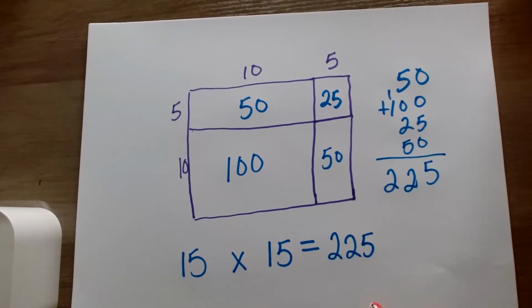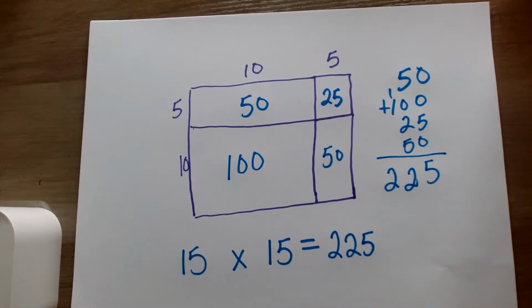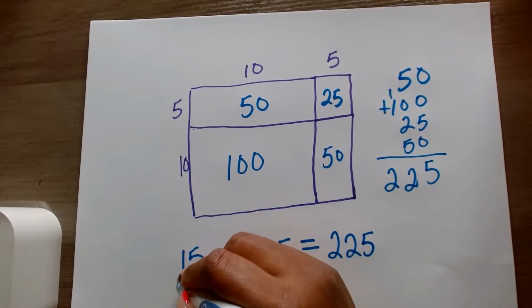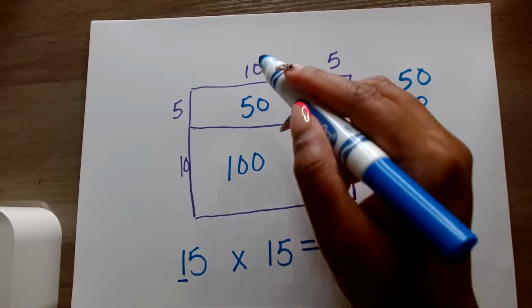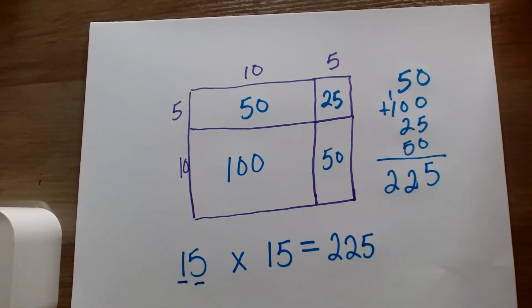So even if you don't want to multiply 15 times 15, you could always draw an area model. And that area model is using place value, right? Because our 10s, right there, our 1s, right there. Anytime you can absolutely do this.